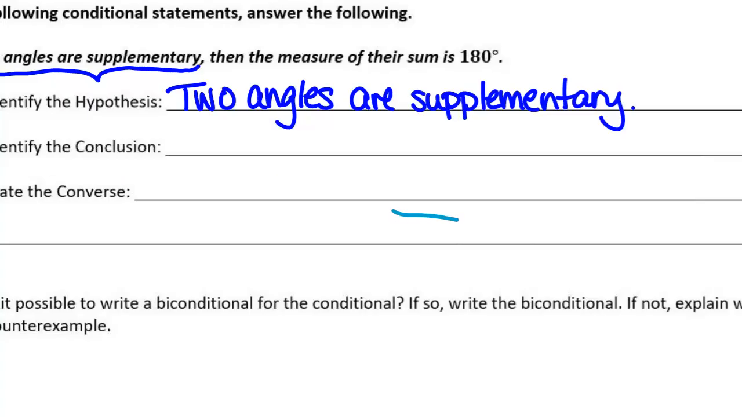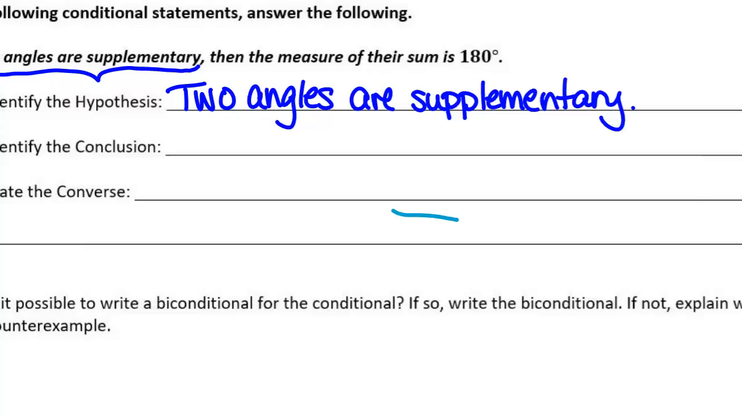The conclusion. We have to watch for two things on the conclusion. One, it has to start with what kind of letter? You're writing a sentence. It has to start with a capital letter. Even though I'm pulling it from the middle of my original statement, I have to start this with a capital letter because this is a sentence.